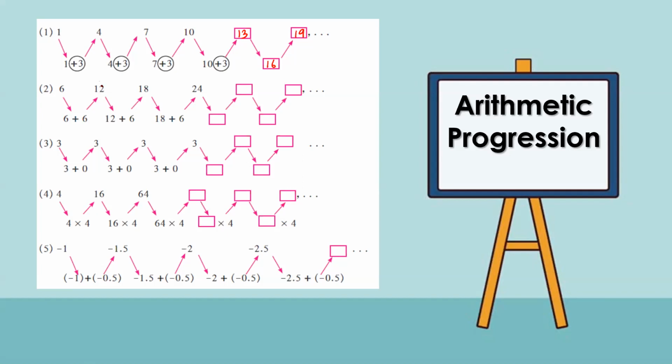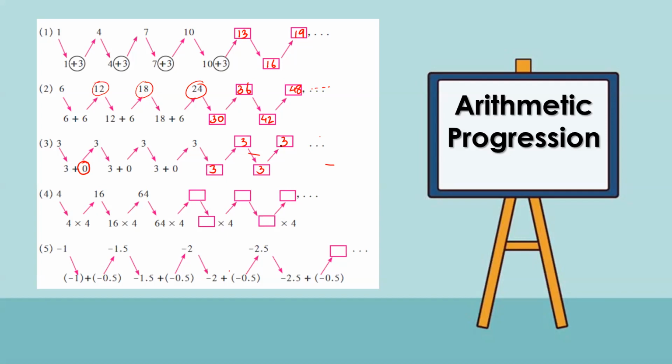6 plus 6, 12. 12 plus 6, 18. 18 plus 6, 24. 24 plus 6, 30, 36, 42, 48, and so on, right? 3 plus 0, again 3. So what are we doing? We are adding 0 here. So 0 is a common difference. Yes, 0 can be a common difference. So again 3, 3, 3, 3, and so on.